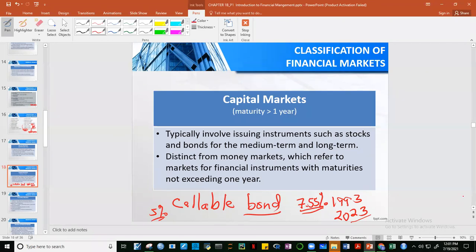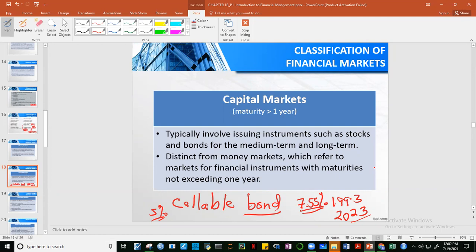Kasi it was also to protect Disney kung sakaling the market rates were at 10%, then okay si Disney, no? Kasi nagbabayad pa rin siya ng utang at 7.55%, when in fact the market rates is already 10%. If the market rates were 10%, hindi i-call ni Walt Disney yung bond na yan. Hindi niya i-call. Hindi niya i-exercise yung callable bond na yan.